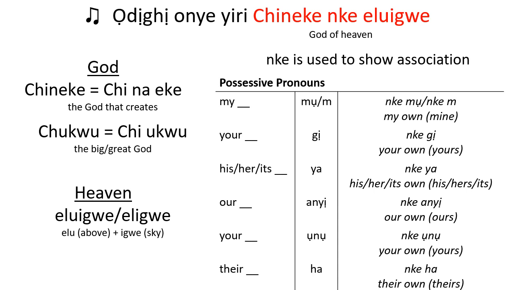It's also valid to use the possessive pronouns right after the noun Chineke to say Chinekem, my God. Chineke gị, your God. Chineke ya, his God, her God, its God. Chineke anyị, our God. Chineke unu, yours God. And Chineke ha, their God. Alright, let's move on to the next part.